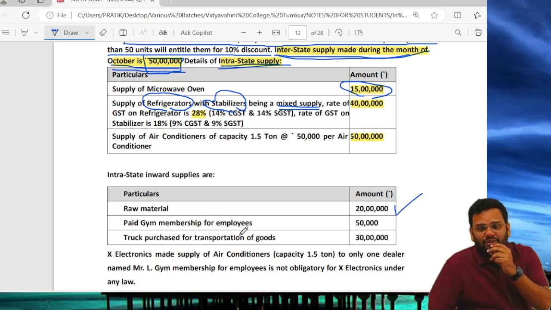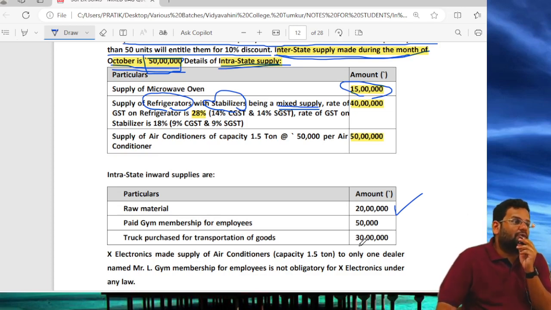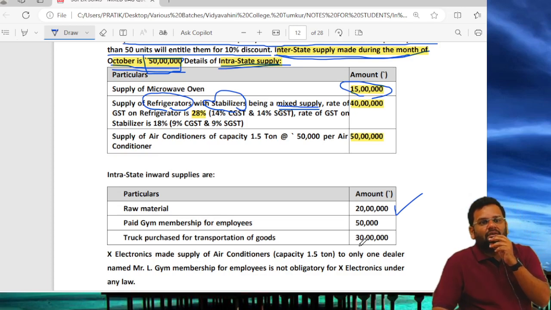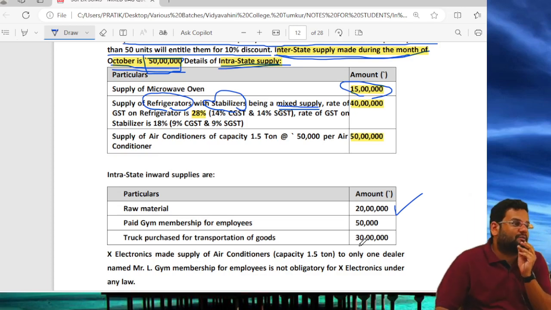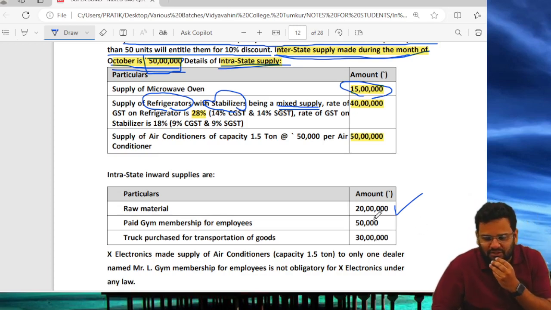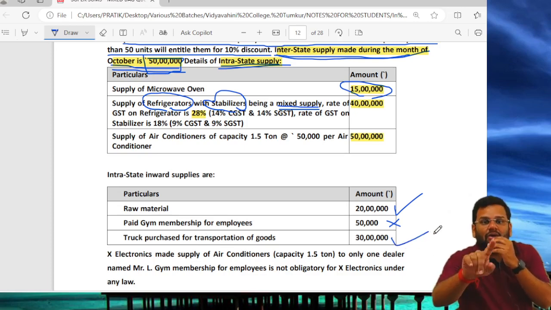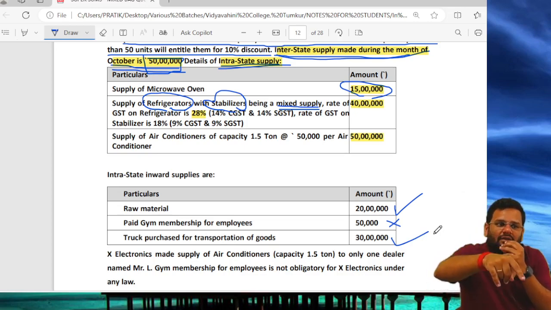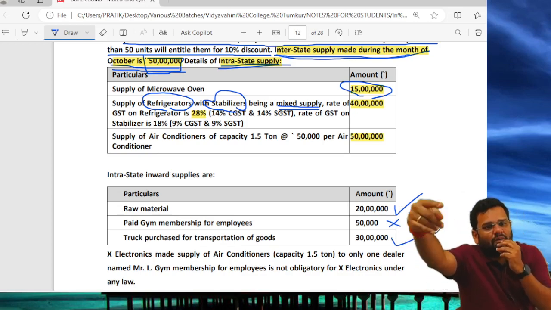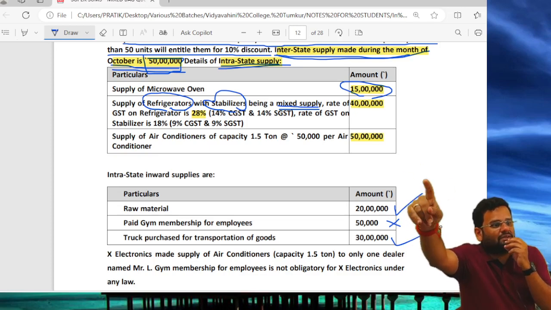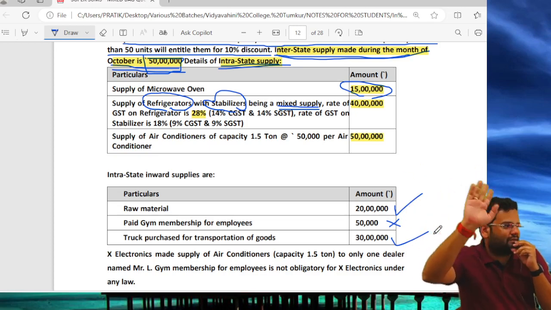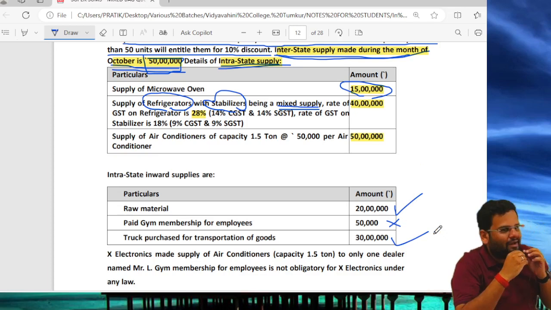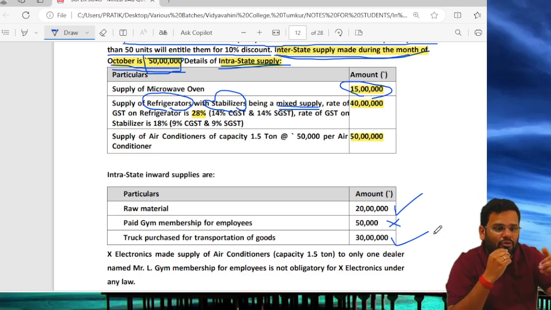Paid gym membership for employees. Can you take ITC of gym membership? No, ITC is blocked as per section 17 subsection 5 clause B. Block it. And truck purchase for transportation of goods. Yes, you can take, because ITC is blocked only on vehicles which are used for transportation of passengers. Sitting capacity not exceeding 13 including driver. In short, you can take ITC for transportation of goods.